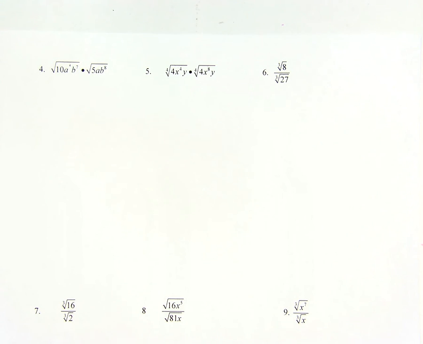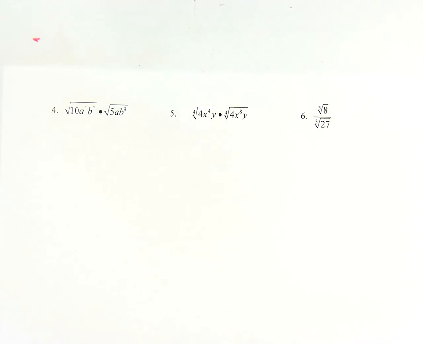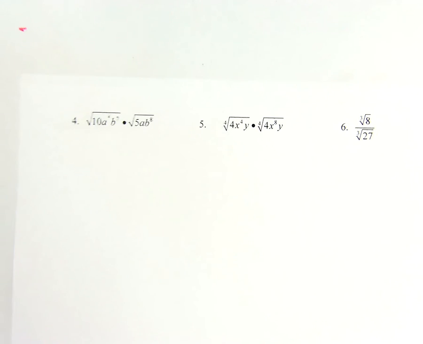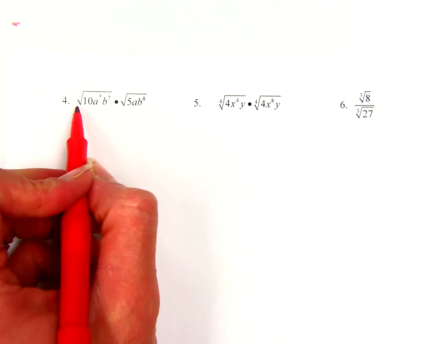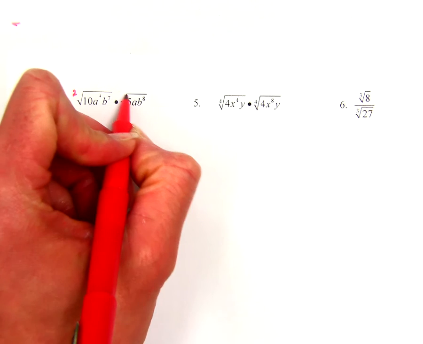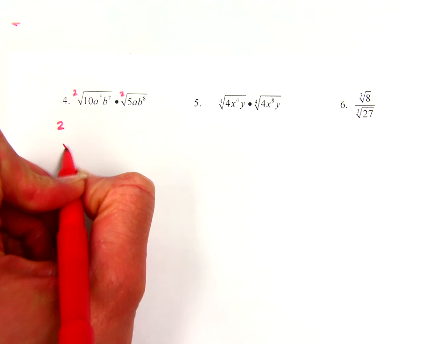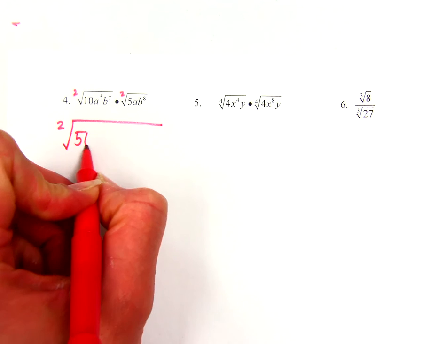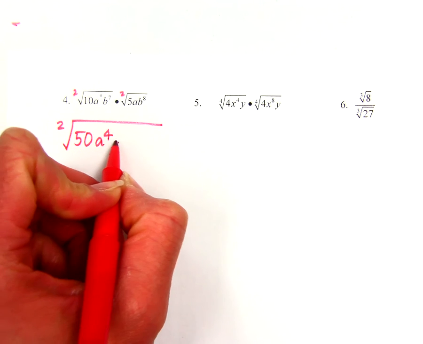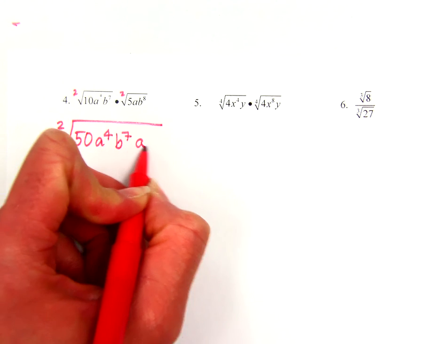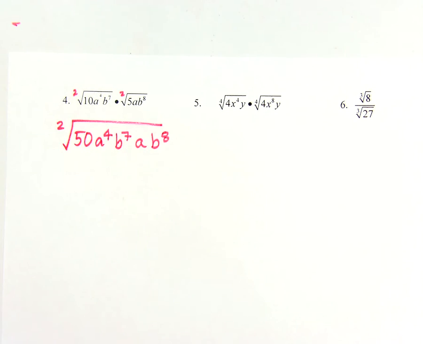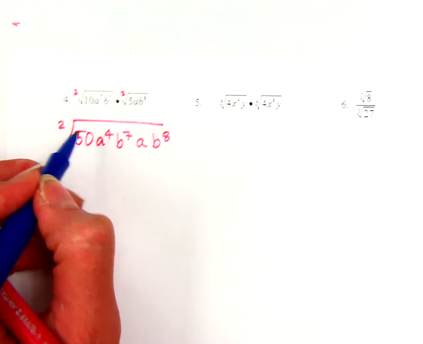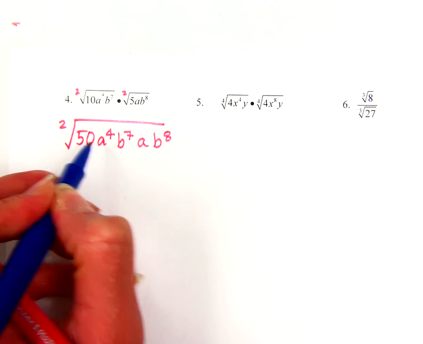All right, so now we're doing more multiplying for the first 2 problems here. Okay, so we've got a square root and a square root. Remember, the index is 2. If you don't have one, it's implied to be square root. So 10 times 5 is 50. And we have a to the 4th, b to the 7th, a, b to the 8th. So the index is 2, and we have a whole new radicand.